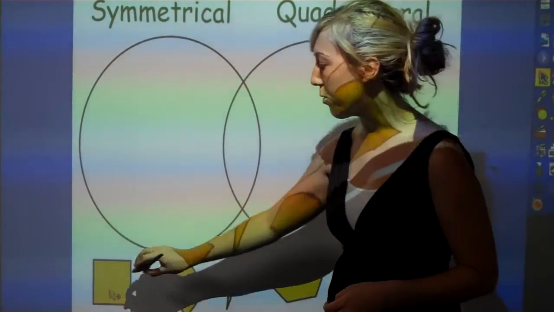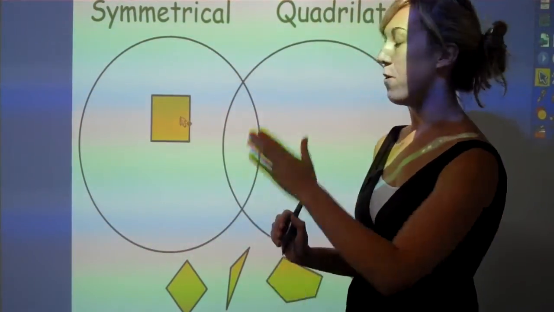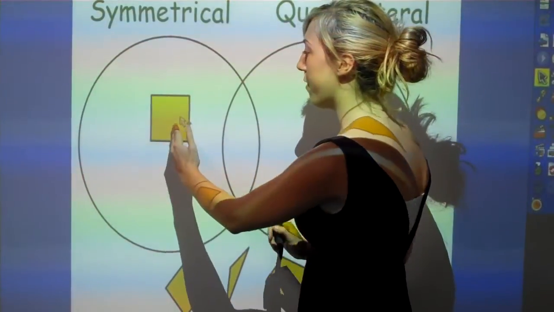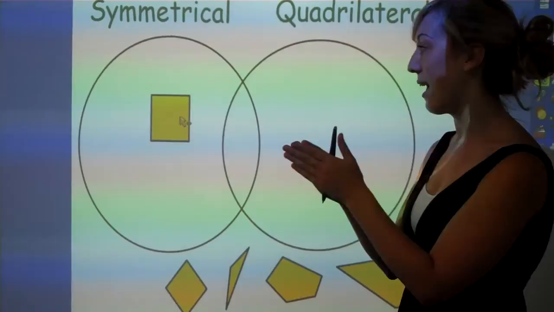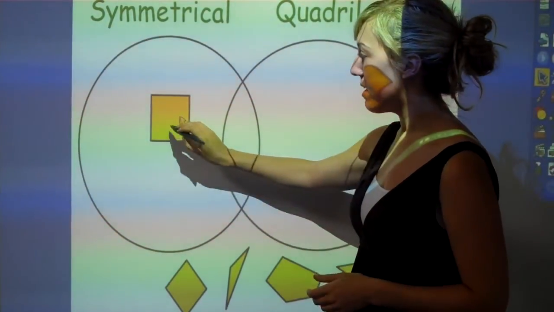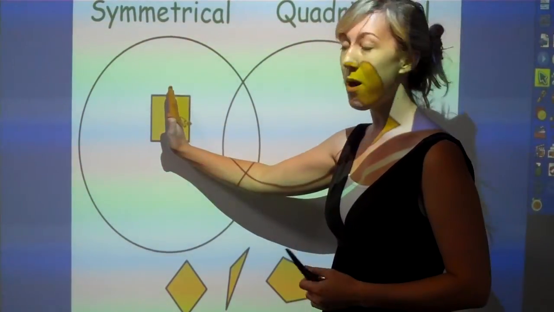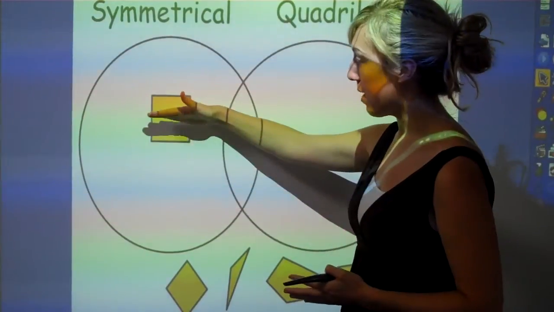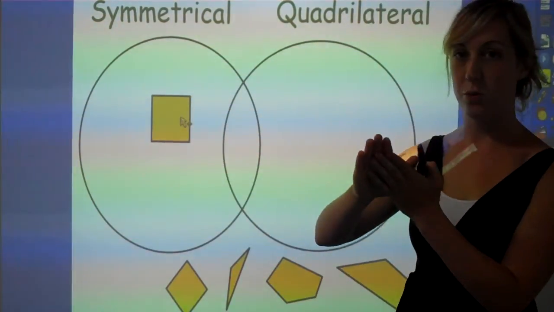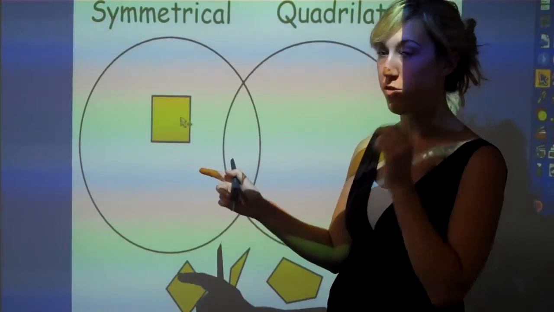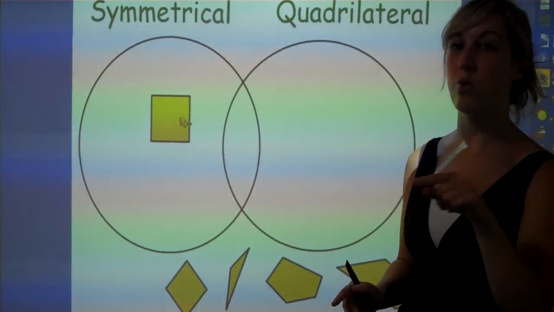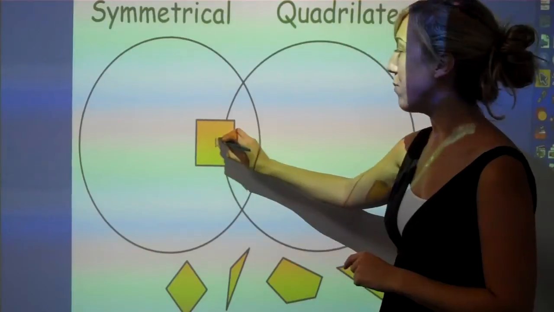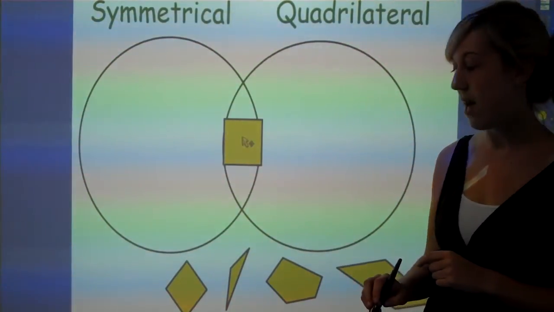Now we know symmetrical means that if you were to put a line down the middle, you could fold it perfectly and the corners would meet exactly. Now this shape here is the square, and we could fold it that way and the corners would meet perfectly. We could fold it that way and again the corners would meet perfectly. So it is a symmetrical shape. Now it is also a quadrilateral because it has 4 sides, so that means it would need to go into that area in the middle there.